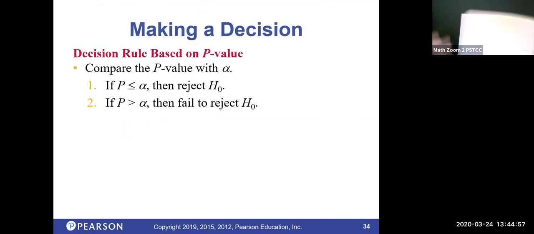Okay, decision. Once we've computed the p-value, we compare it to the alpha value. If the p-value is less than or equal to the alpha value, we reject the null hypothesis. If the p-value is greater than the alpha value, we fail to reject the null hypothesis. Now, this is something very important, and this is something you'll need to have memorized for the homework and exams.